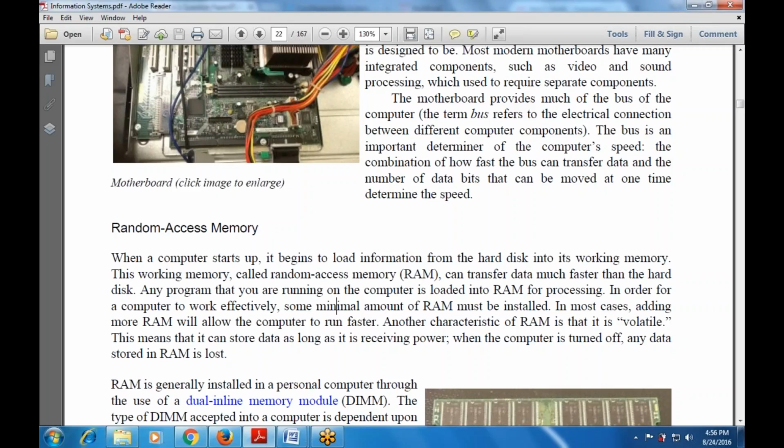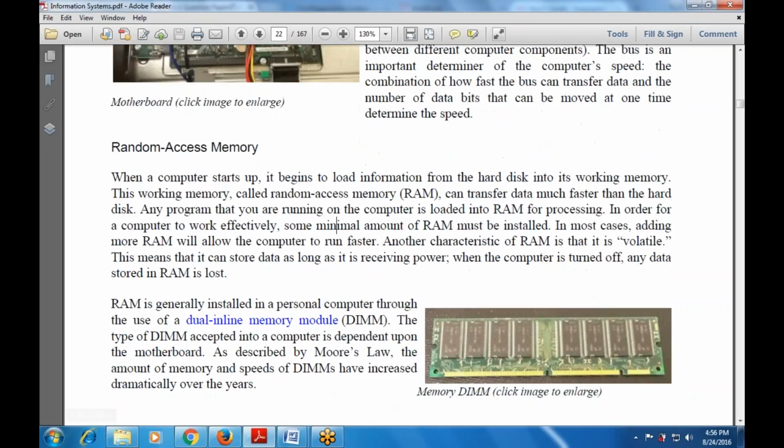RAM is generally installed in a personal computer through the use of a dual inline memory module, that is DIMM. The type of DIMM accepted into the computer is dependent upon the motherboard. And as described by Moore's law, the amount of memory and the speed of the DIMM have increased dramatically over the years.